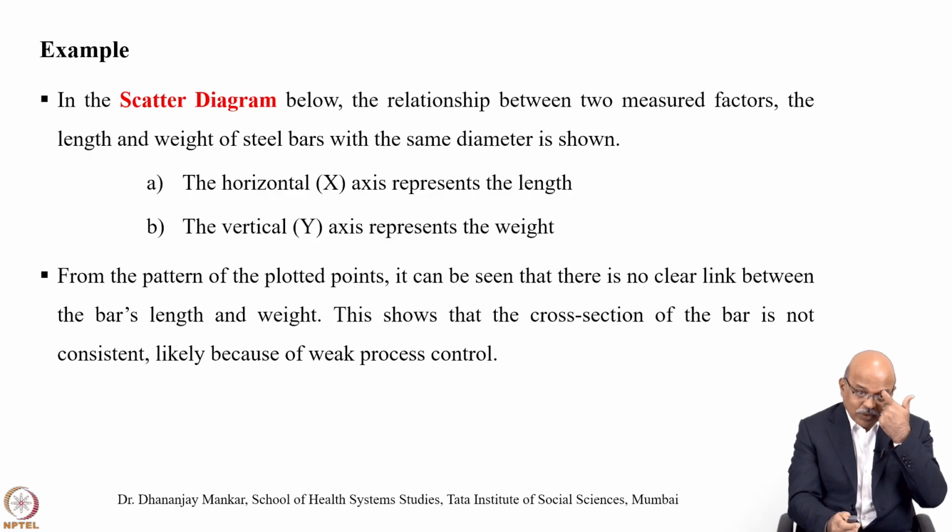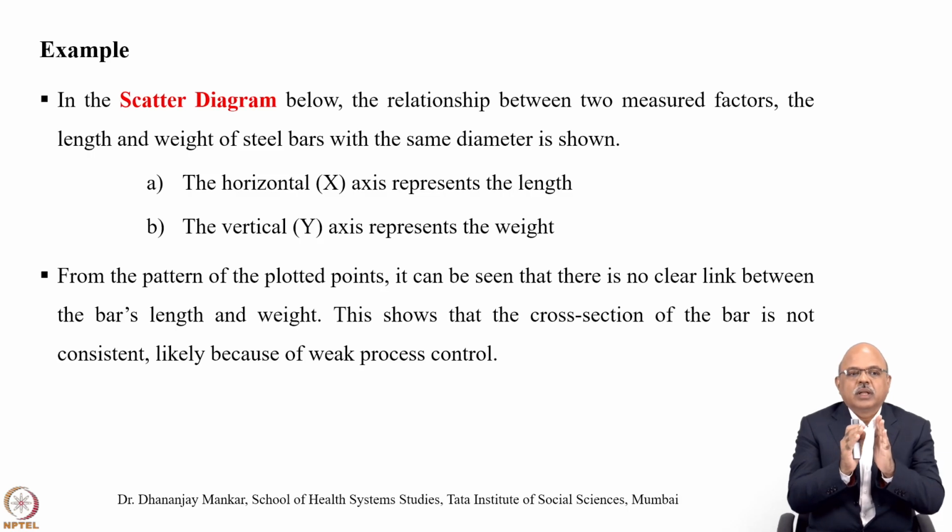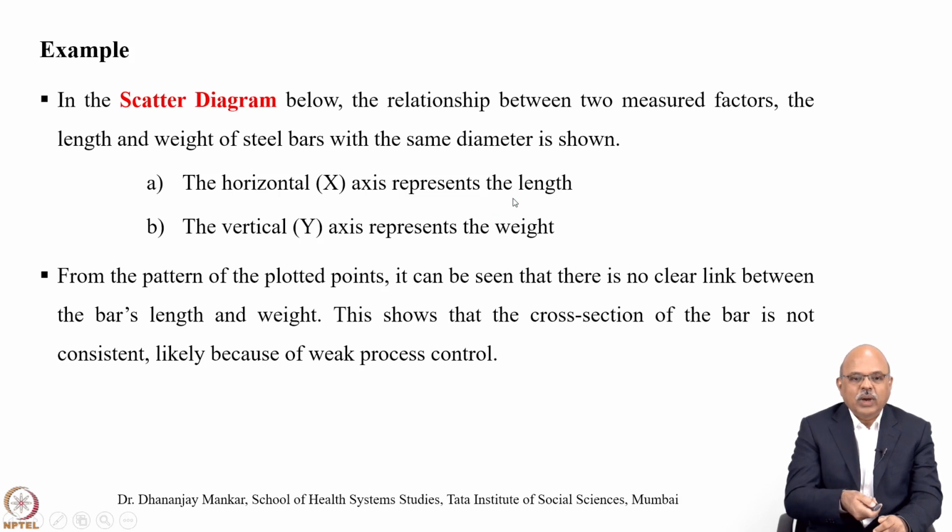This is an example of a scatter diagram. In the scatter diagram below, the relationship between two major factors, the length and the weight of steel bars with the same diameter, is being shown. The horizontal x represents the length and the vertical y represents the weight.